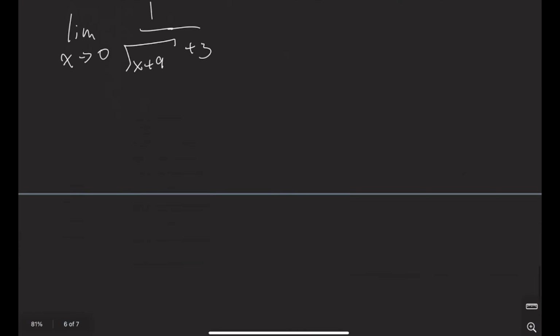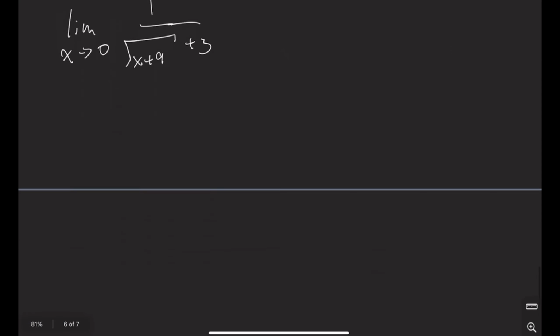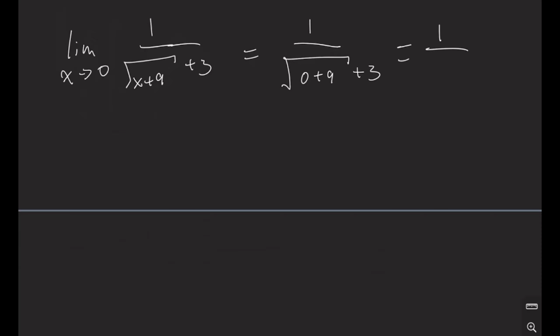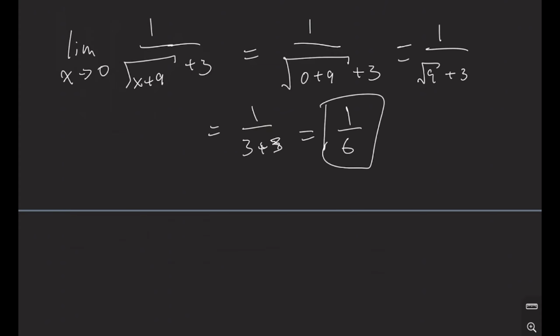Now if I plug in 0, you might think, oh, it's on the denominator. No, it's not. Well, it is technically, but it's okay to do, because if I plug in 0, I'm going to get 1 divided by the square root of 0 plus 9, plus 3. This is still defined. It's not undefined. I plugged it in on the bottom, and it's okay. So you always have to watch out for that. Anyway, I have 1 divided by the square root of 9 plus 3, which is 1 divided by 3 plus 3, which is equal to 1 over 6. So that's my final answer.